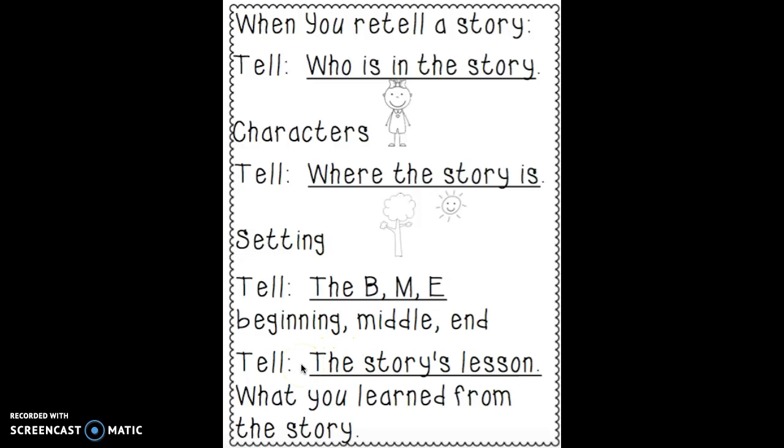Last, this is the tricky part. When you retell a story, you must tell the story's lesson. What did you learn from the story?